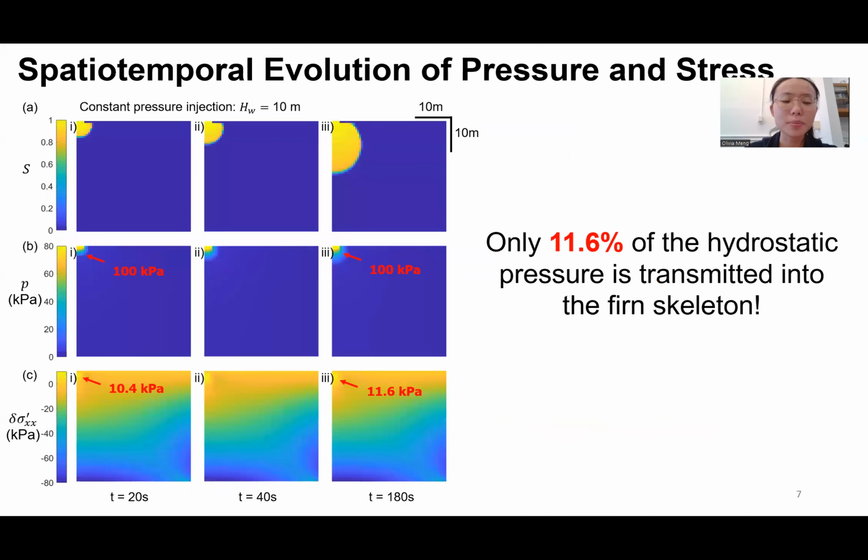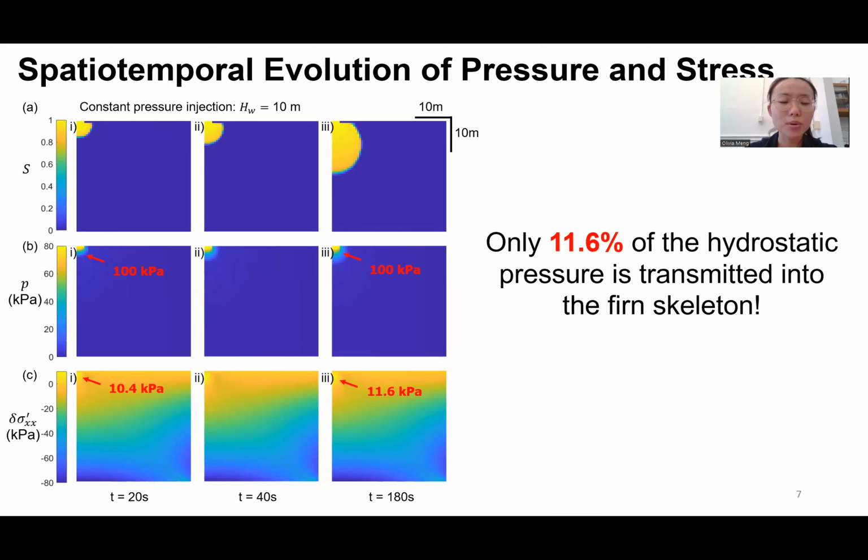So here shows the spatial temporal evolution of pressure and stress during meltwater infiltration. The top panel shows the shape of the water infiltration front. The quarter elliptical shape reflects the effect of gravity. The middle panel shows the pore pressure field, and the bottom panel shows the effective stress field. As we can see from the bottom figure, the most vulnerable area against hydrofractures is indeed at the crevasse tip, where the skeleton endures the maximum tensile stress.